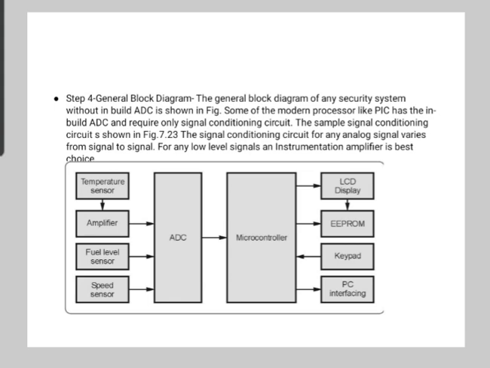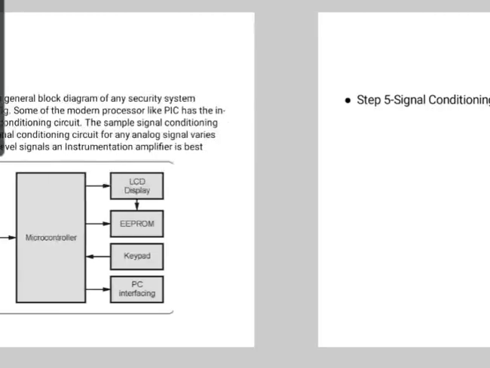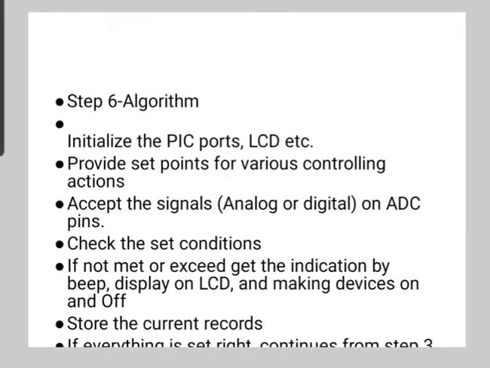So this is the block diagram of any security system without an inbuilt ADC. Some of the modern processors like the PIC have an inbuilt ADC, and it requires only a signal conditioning circuit. The sample signal conditioning circuit is shown here. The signal conditioning circuit for any analog signal varies from signal to signal, and for any low level signals an instrumentation amplifier is used. So this diagram shows the signal conditioning circuit.